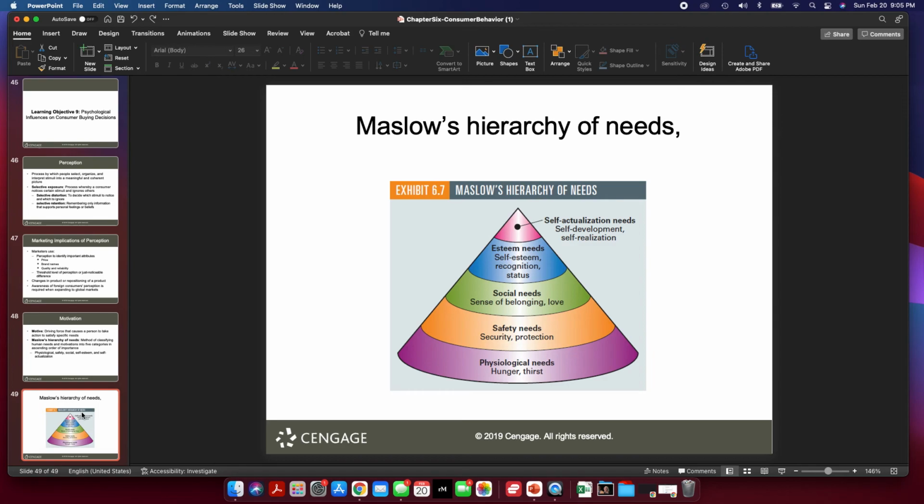right? Physiological needs, hunger and thirst. I'm hungry for something, or I'm thirsty for something, right? I want to buy something that protects me or is safe. I want something that makes me feel loved or makes me feel good. Social needs, right? Esteem needs, self-esteem. I want to feel good about myself. I want to be recognized. I want to be cool. This is very important for people, right?